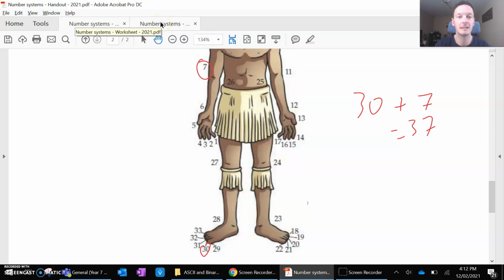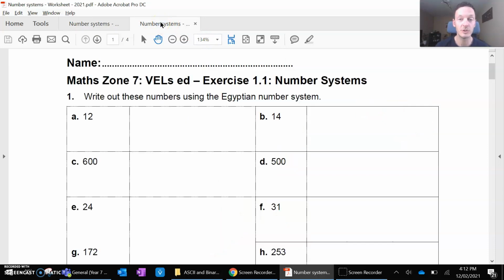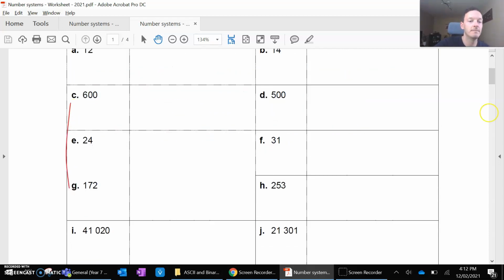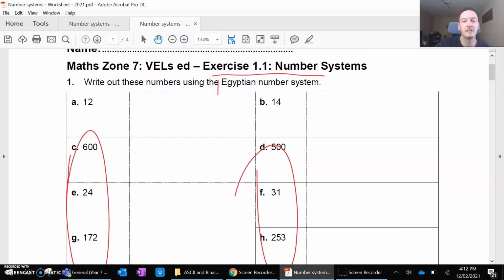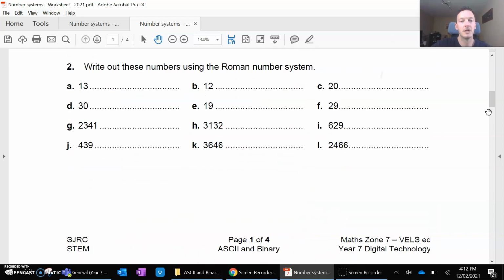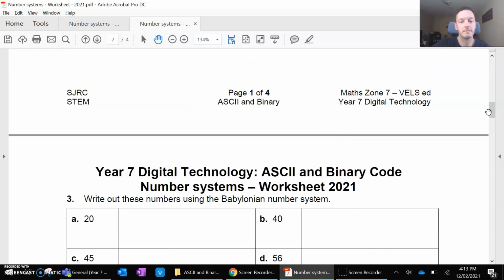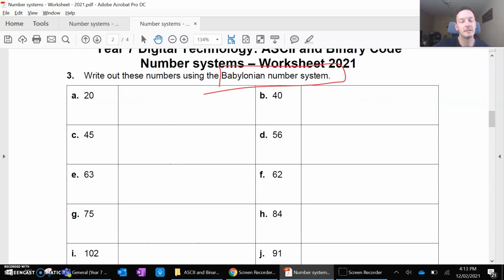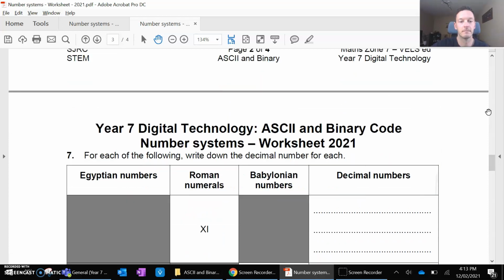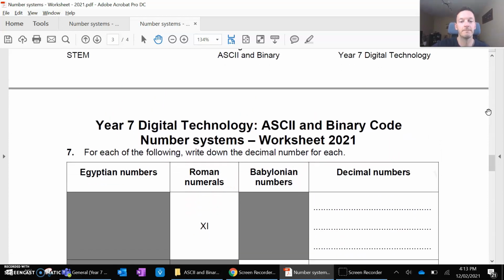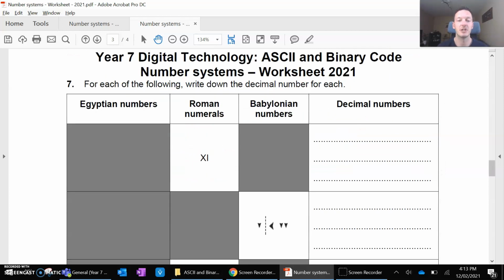Our task for today is in this second worksheet, which is contained within the lesson. Here we're just going to go through a series of numbers that you know, these numbers here, and then depending on where we are in the worksheet, you've got to do these in the Egyptian number system. You then use the Roman number system, then the Babylonian number system, and then we complete this table. So what is 15 for all these 3 different types? Great.